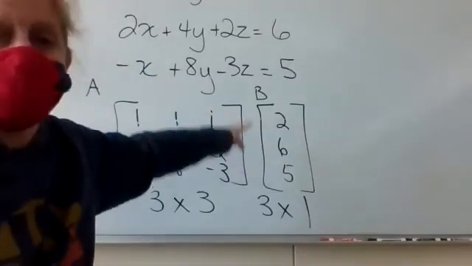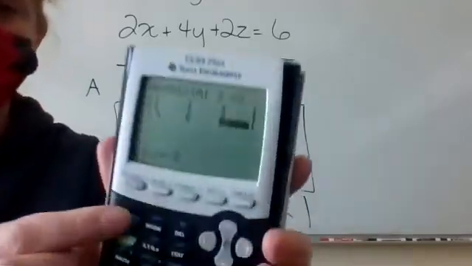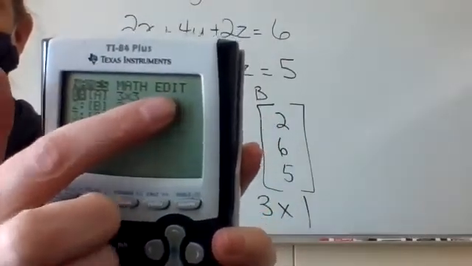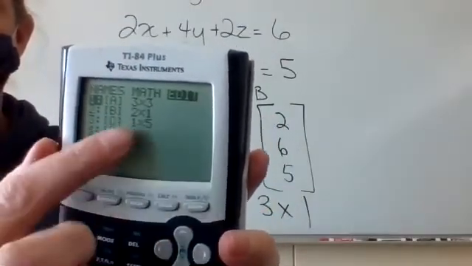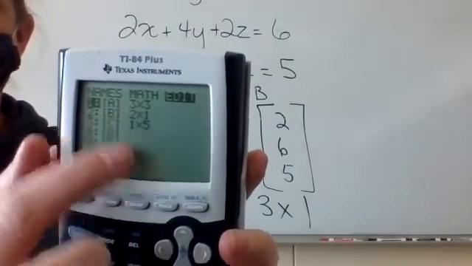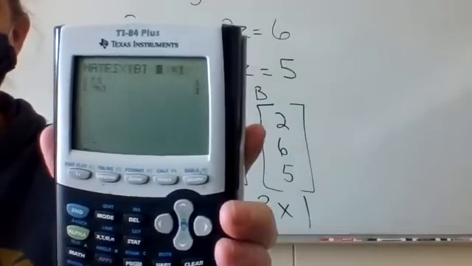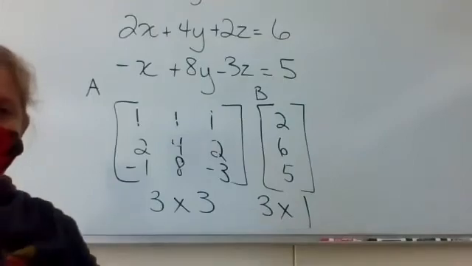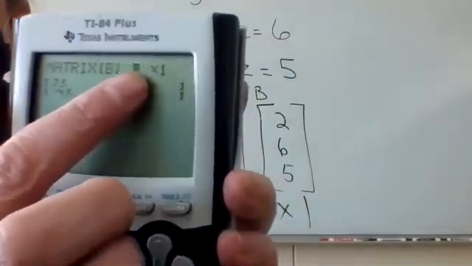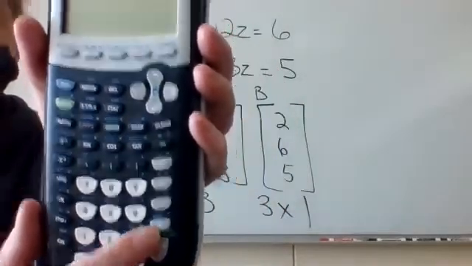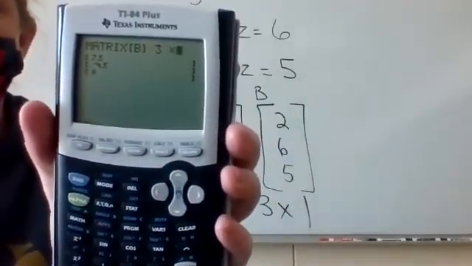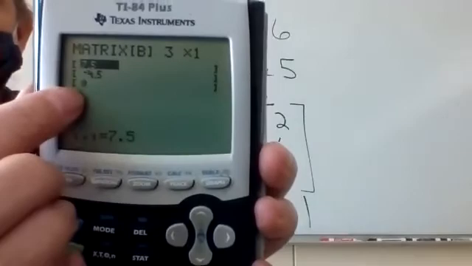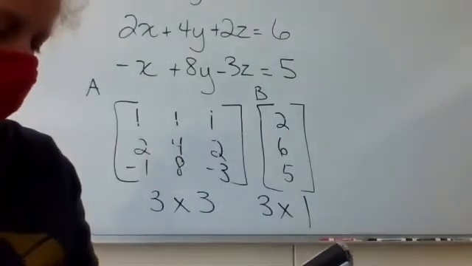And then make your matrix B. So again, second matrix, go over to edit. Don't mess up your new matrix A, make sure you go down to B. And change it. Now remember, our new B is 3 by 1, so make sure to change these dimensions to 3 by 1. So 3, enter, 1, enter. And type in your new numbers. So let's see, I have 2, 6, and 5.